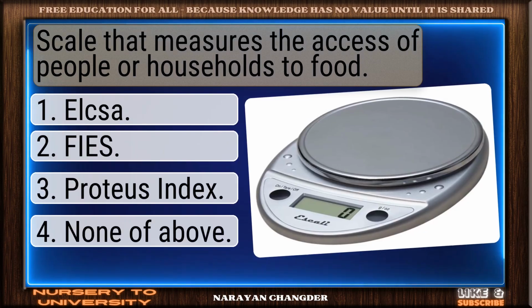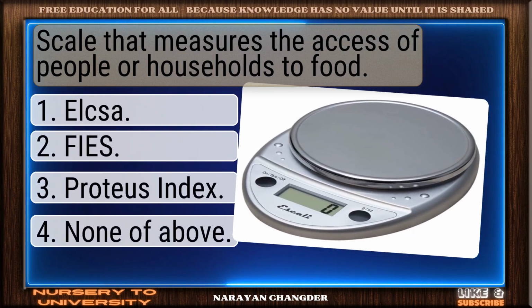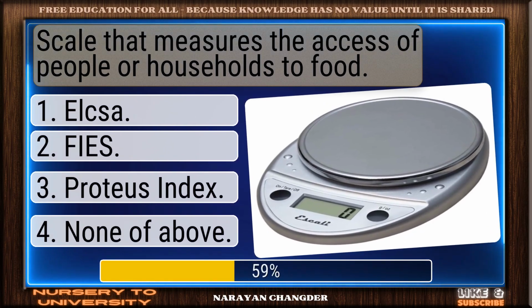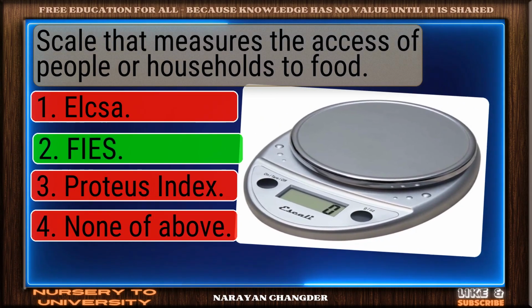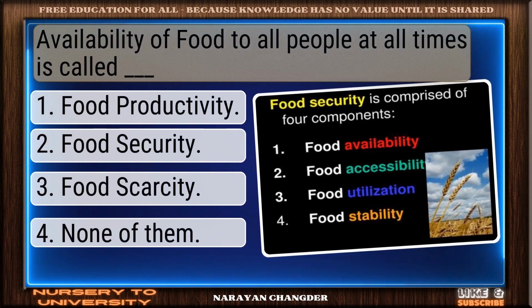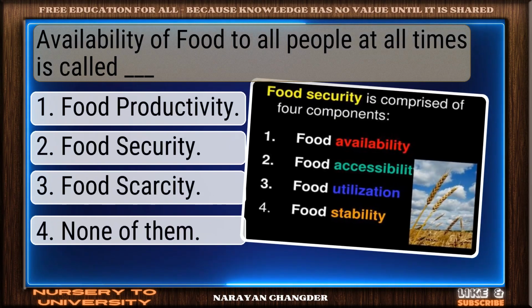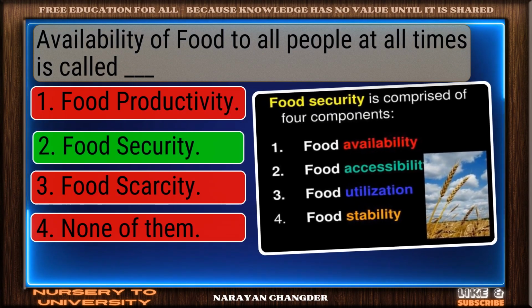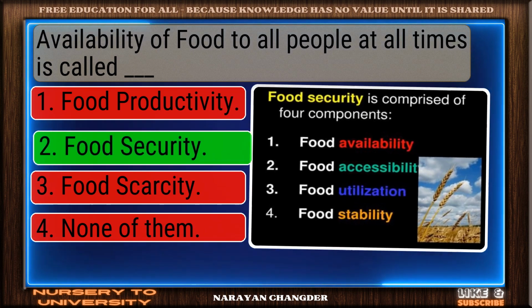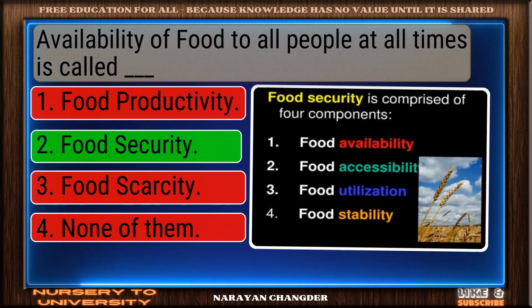Scale that measures the access of people or households to food. Good thinking. FIS is the right answer. Availability of food to all people at all times is called dash. Good job. Your answer, food security, works well here.